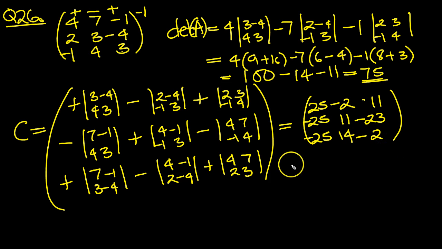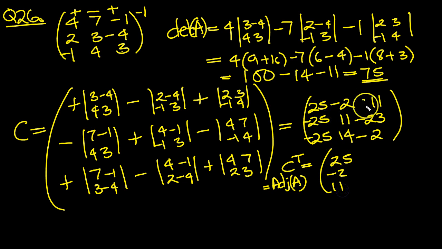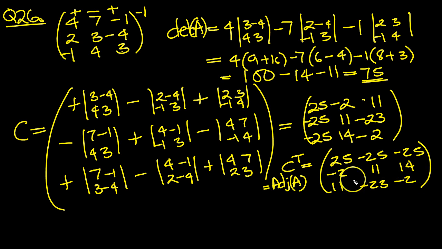That's C. So we can write down C transpose then. And this is the adjoint. So I'll put that here underneath. C transpose. Well, it'll be 25 minus 2, 11. The first row becomes the first column. Then the second row becomes the second column. Minus 25, 11, minus 23. And then the third row becomes the third column. Minus 25, 14, and minus 2. There we are. There's the adjoint, or the transpose of the cofactor matrix.